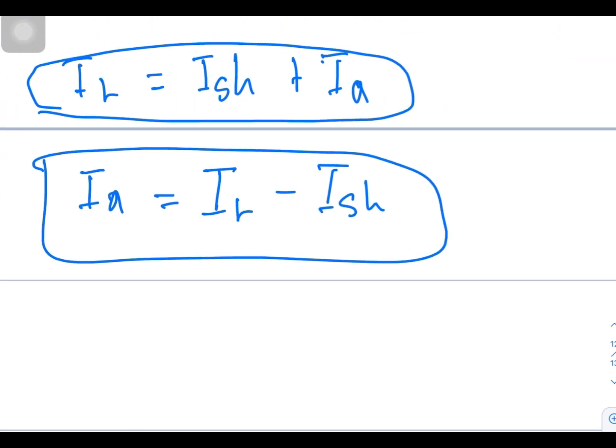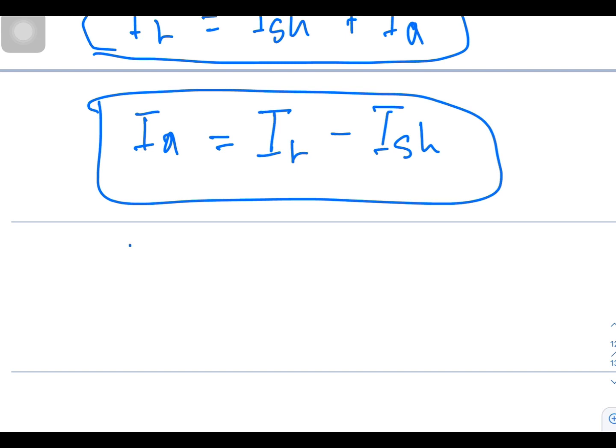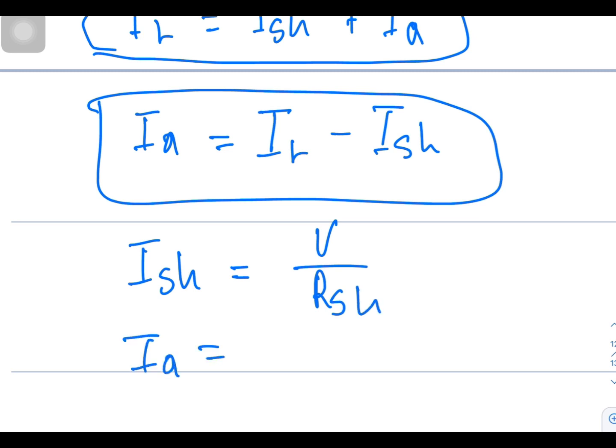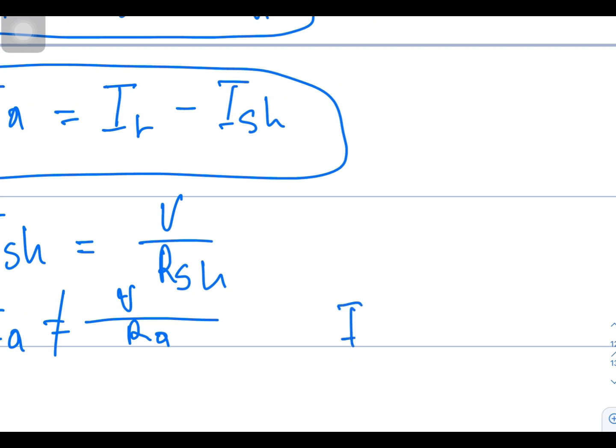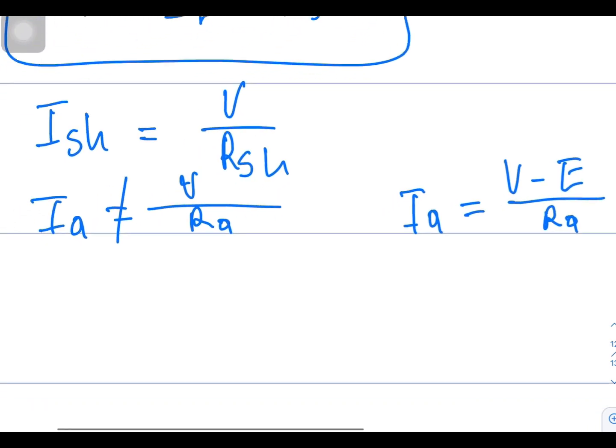I want you guys to apply understanding, because if you apply understanding, you won't make silly mistakes. Another formula for I shunt still stands: V over R shunt. Never say for the armature that IA is equals to V over RA. This is wrong. The correct way is to say IA is equals to V minus E over RA. But that will challenge you because you must know the back EMF.